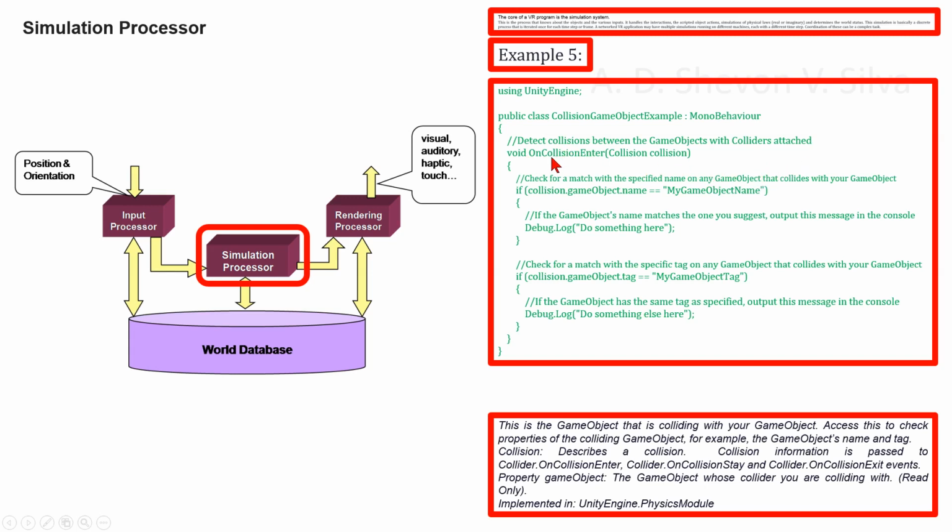Here you can see how to detect collisions between game objects with colliders attached. This checks for a match with the specific name on any game object that collides with your game object. If the game object's name matches the one you specify, output this message in the console. Check for a match with the specific tag on any game object that collides with your game object. If the game object has the same tag specified, output this message in the console.